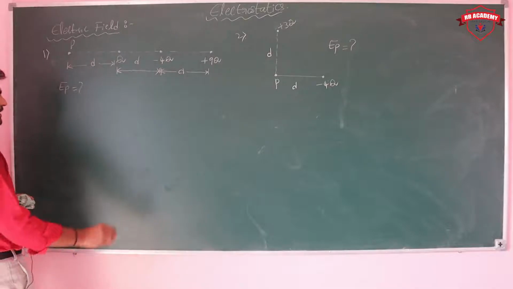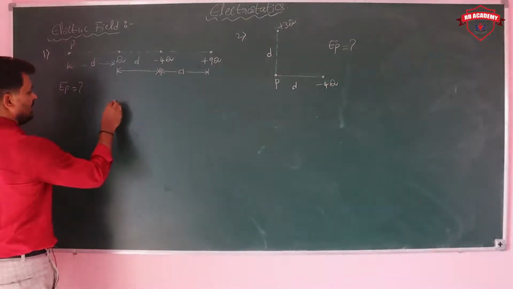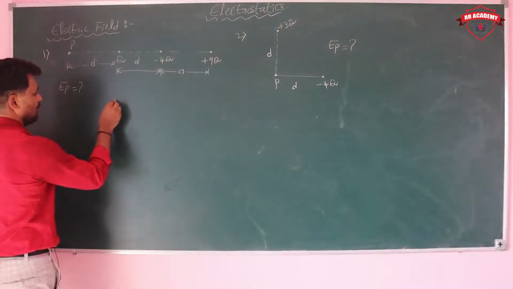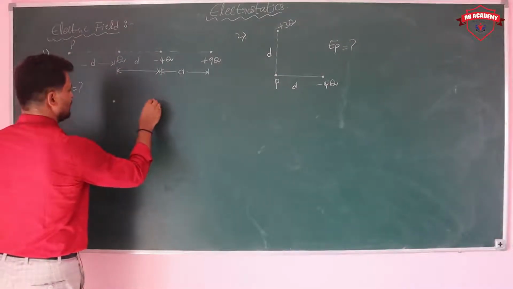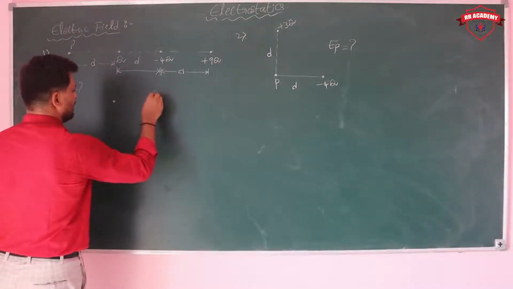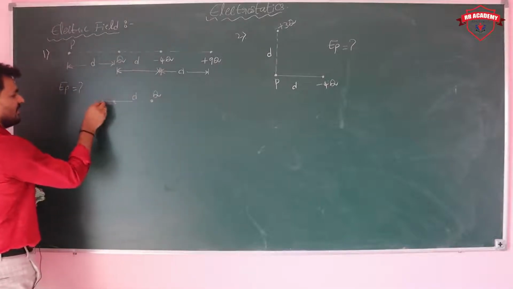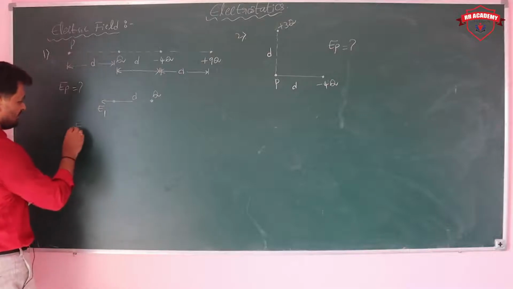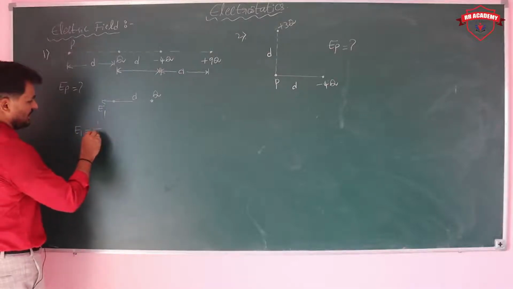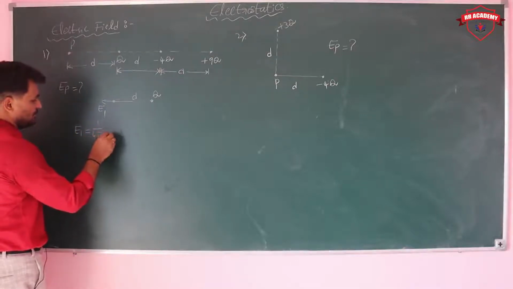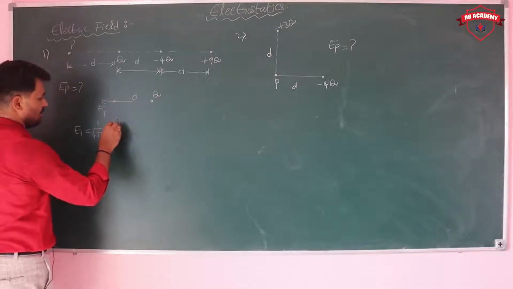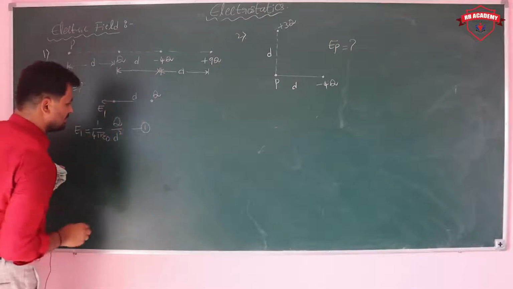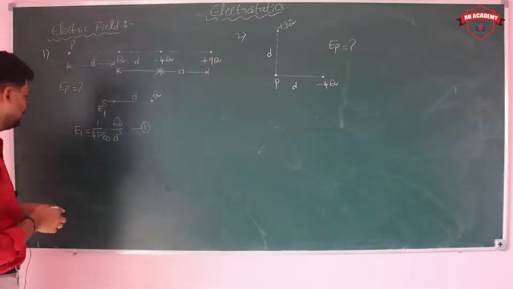At point P, first I am taking the electric field due to Q charge. This Q charge is separated at a distance D. The field direction is away from that. I am giving the name E1. E1 is equal to 1 by 4 pi epsilon naught Q by D square. Give it as equation 1.